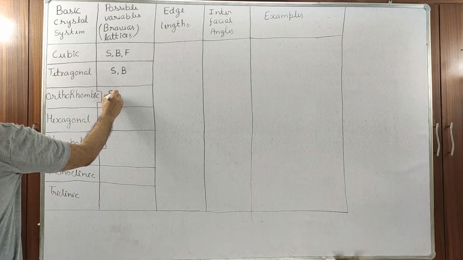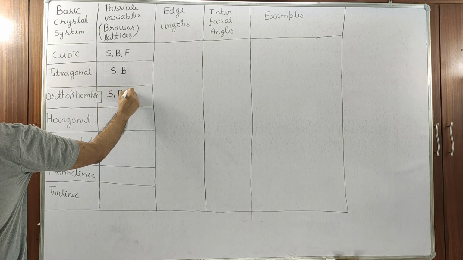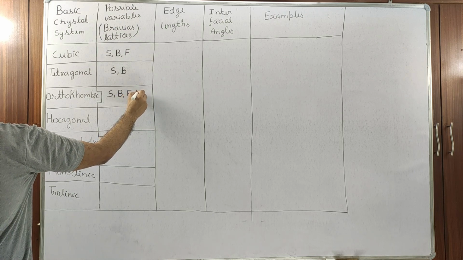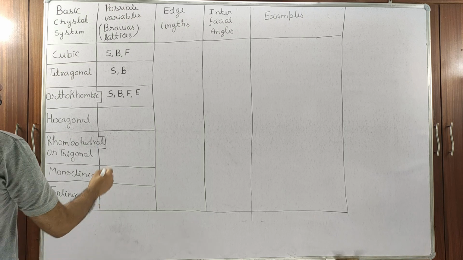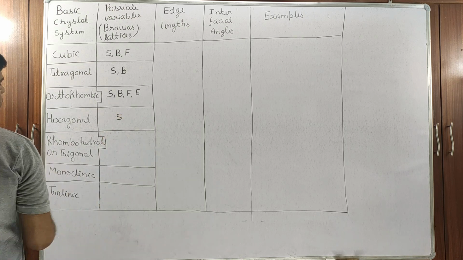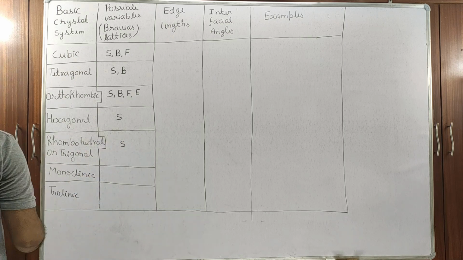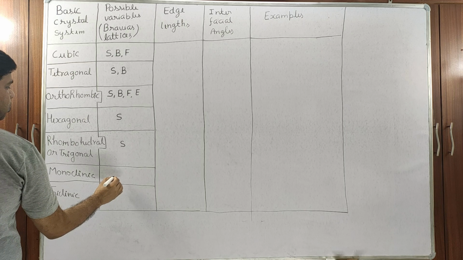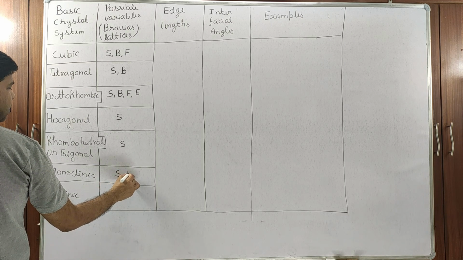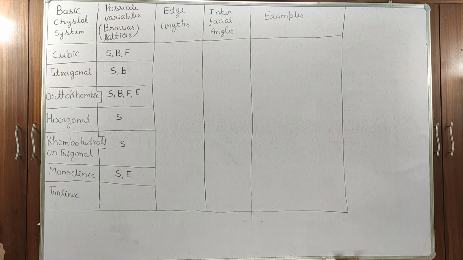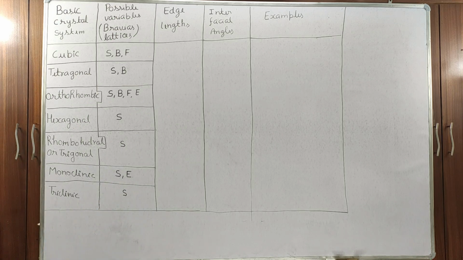It can be the simple unit cell, the body centered unit cell, the face centered unit cell, and the end centered unit cell. Hexagonal, only simple is possible. Rhombohedral, only simple unit cell is possible. In the monoclinic, two are possible: one is the simple unit cell and one is the end centered unit cell. In the triclinic, only simple unit cell is possible.